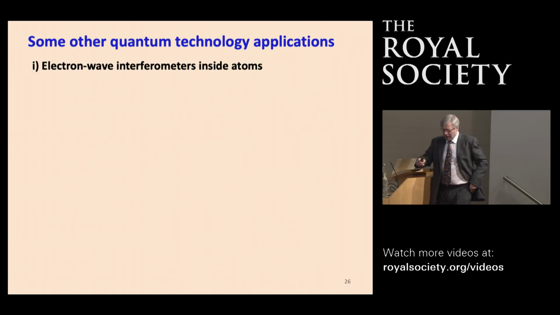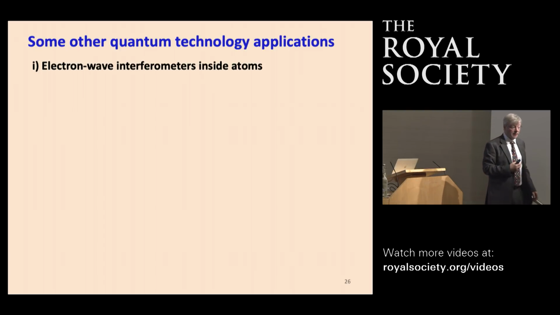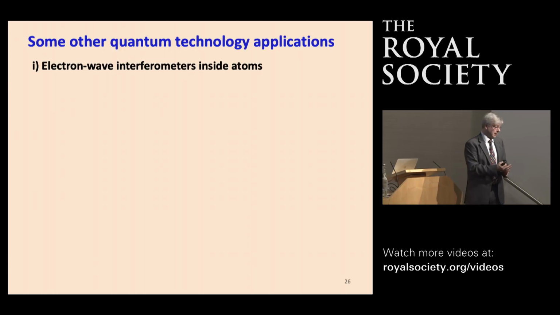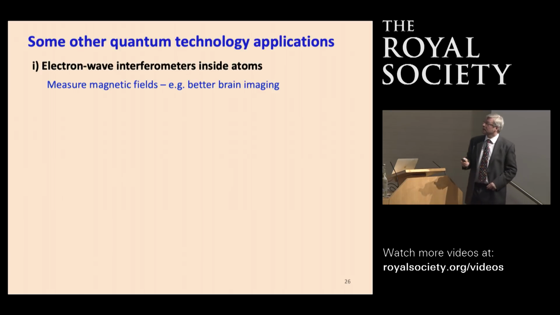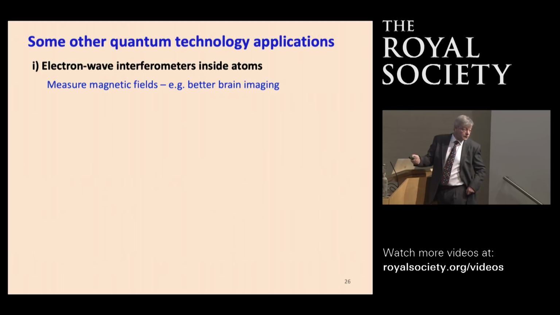I've tried to give you a flavor of what quantum means and how it can be useful in technology and in science. And in choosing my topics, of course, I have missed out many important things. And some of them I think were so important that I just had to say a little about them. So here's very little about them, just to give you a feeling. Electron wave interferometers inside atoms, like the clock. You can do them slightly differently so that they're sensitive to magnetic fields.